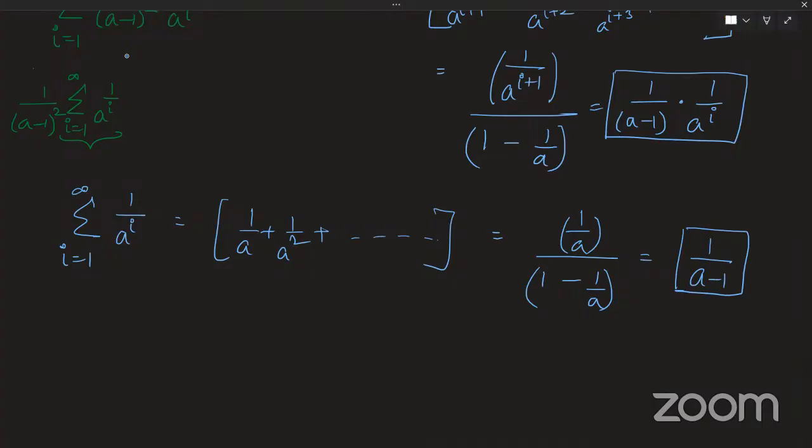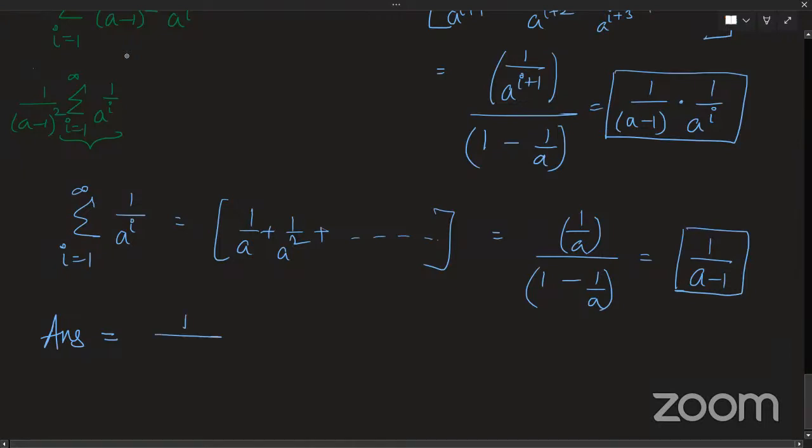Okay, everyone? Yes, sir. Okay. So my final answer, what will be my final answer? 1 by a minus 1 whole square into 1 by a minus 1. Correct. So what is that?